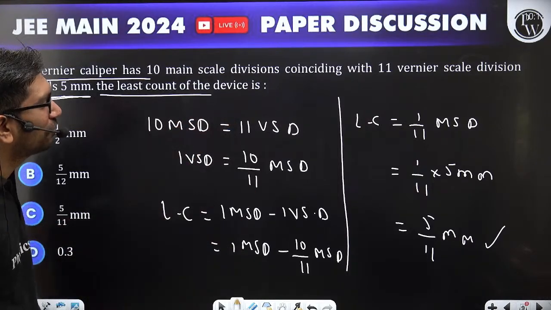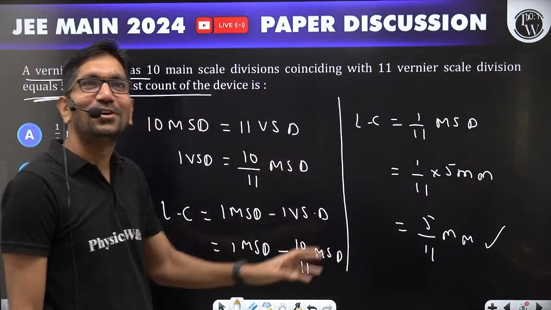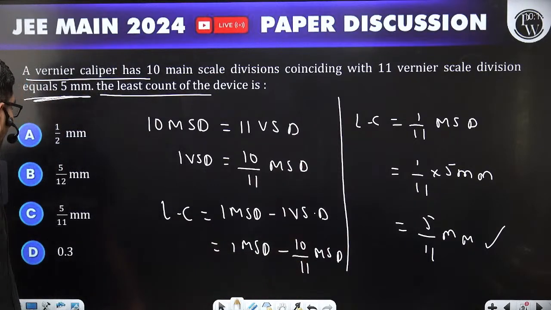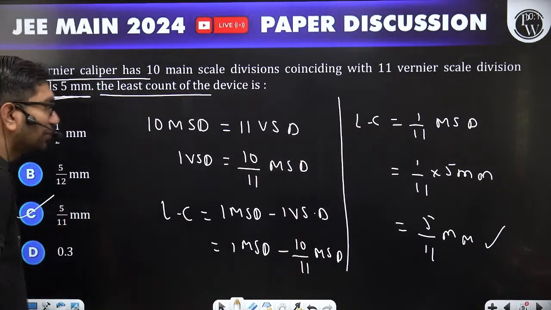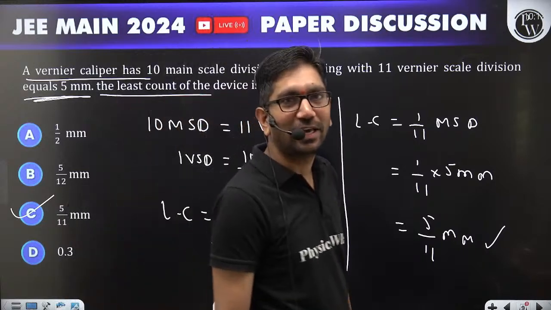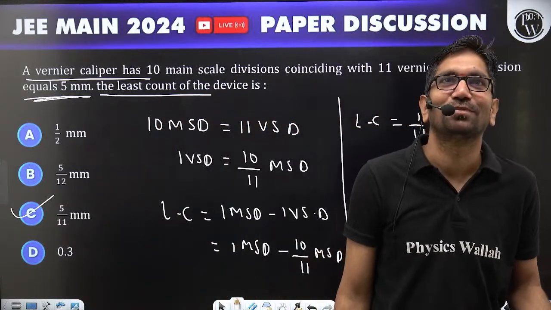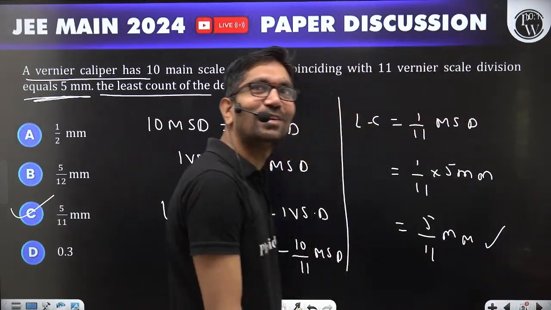Chalo. So 5 by 11 mm is the final answer, beta. Okay, right. Option C is the correct answer. Very simple question, this one also. Let us move toward the next question now.